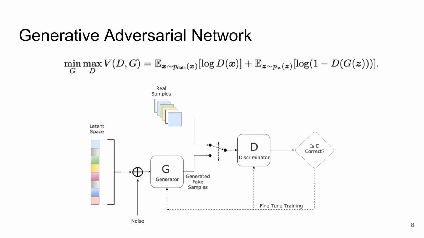Next, GAN. Generative Adversarial Network, also called GAN. A GAN consists of two networks: one is the generator and the other is the discriminator. The generator maps noise from latent space to data space. The discriminator learns to distinguish real samples from fake samples. We train the discriminator to maximize the probability of assigning the correct label to both real examples and fake examples from the generator.